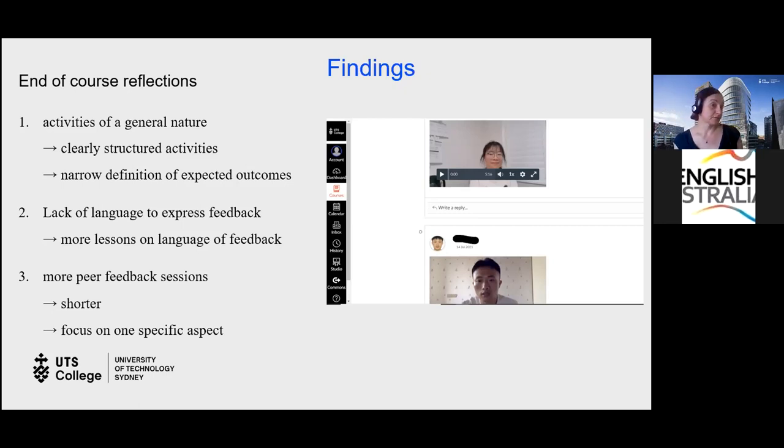The second one surprised me quite a bit. They said that often they noticed something in their partner's writing, but they lacked the language to explain what they thought about it or what was wrong with it. So they recommended more lessons in the language of feedback. And lastly, also a little bit surprising, they said they really enjoyed peer feedback sessions. They wish there were more. However, with a qualifier, they should be shorter and really just focus on one area.